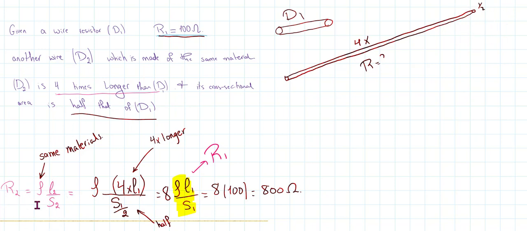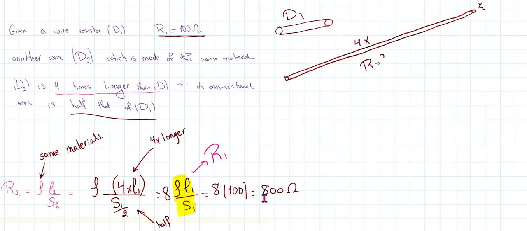So we'll use the same formula, which is R equals rho L over S. The resistivity is the same, so rho will remain the same. The length will multiply 4 times L1, and the first cross-sectional area will be divided by 2. Then we will get 8 multiplied by rho L1 over S1, and the highlighted part refers to R1. Substituting the value will provide 800 ohms.